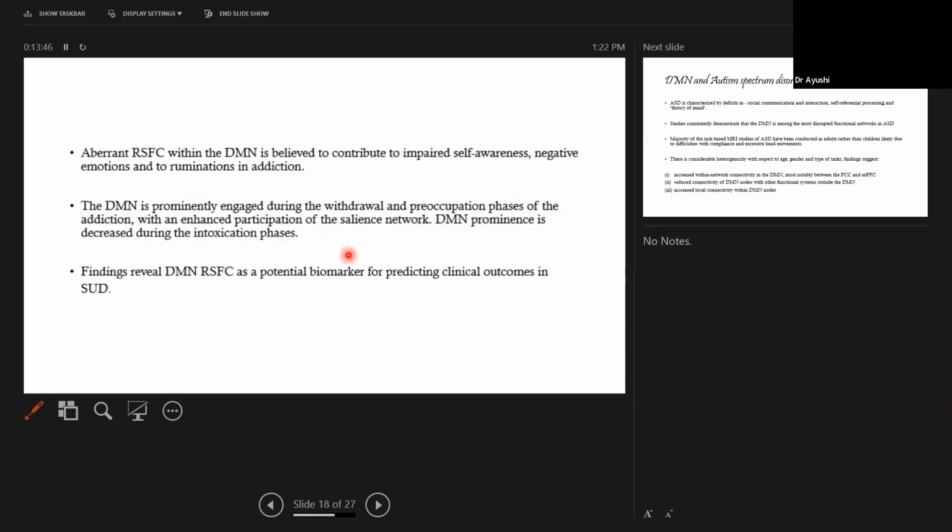Now, findings reveal that the resting state functional connectivity of the default mode network can also act as a potential biomarker for predicting clinical outcomes in substance use disorders.